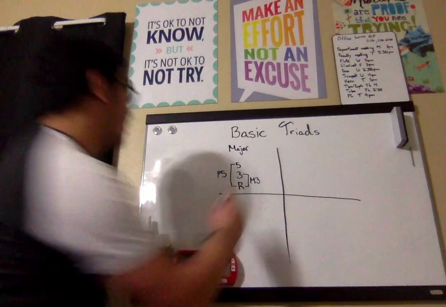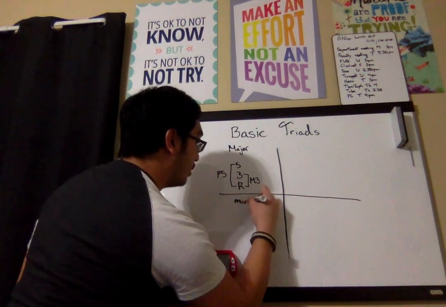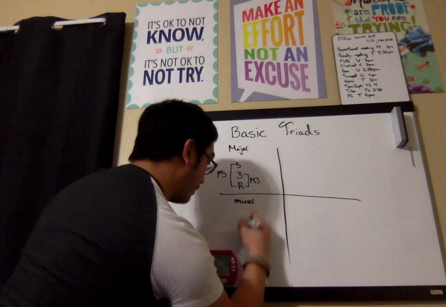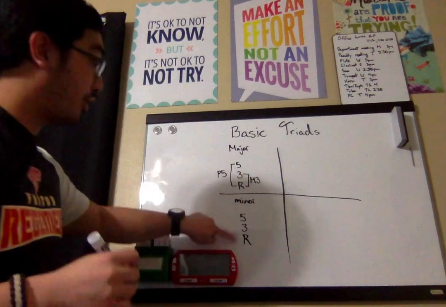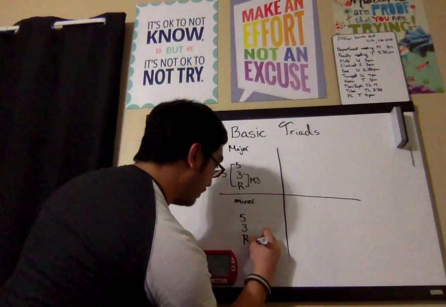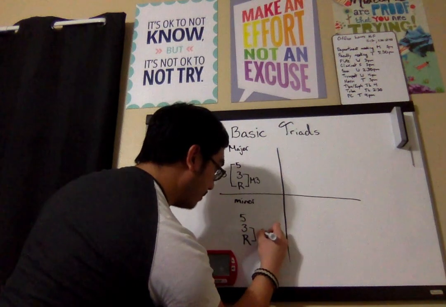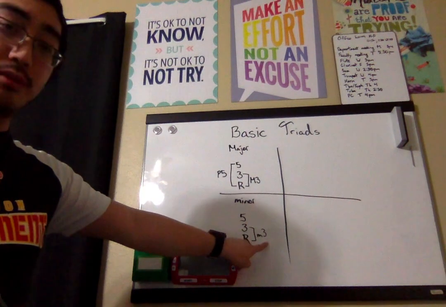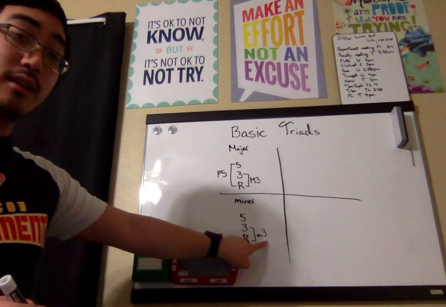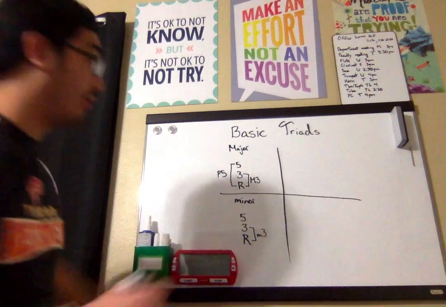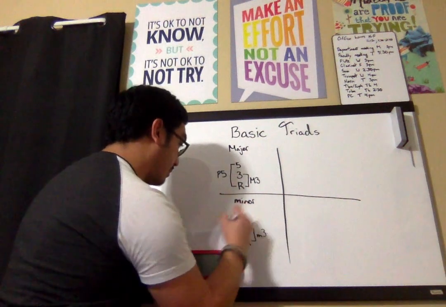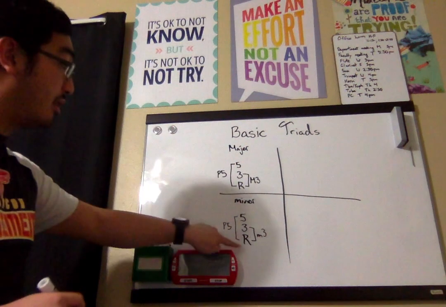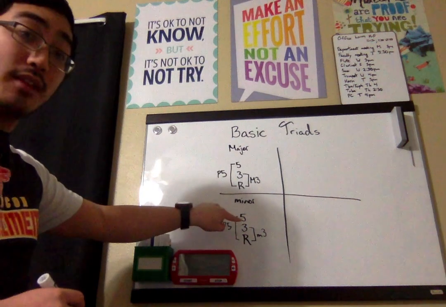For a minor triad, you still have a root, a third, and a fifth. The third is now minor. Notice how the M is small, lowercase m means minor. 3 still means third. Minor third. The distance from the root to the fifth is perfect. For a minor triad, you have a minor third and a perfect fifth.